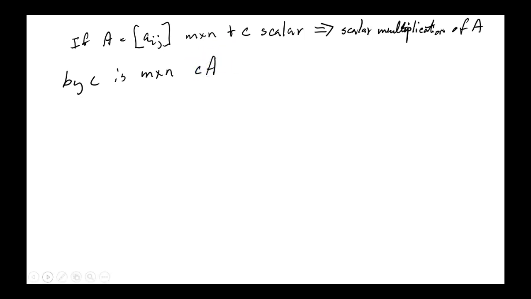But what CA is, and this is again just like with a vector, it's the entry C times Aij. So in other words, the C is multiplied by every entry in A. Just like with a scalar multiple of a vector, you multiply every component of that vector by that scalar C.